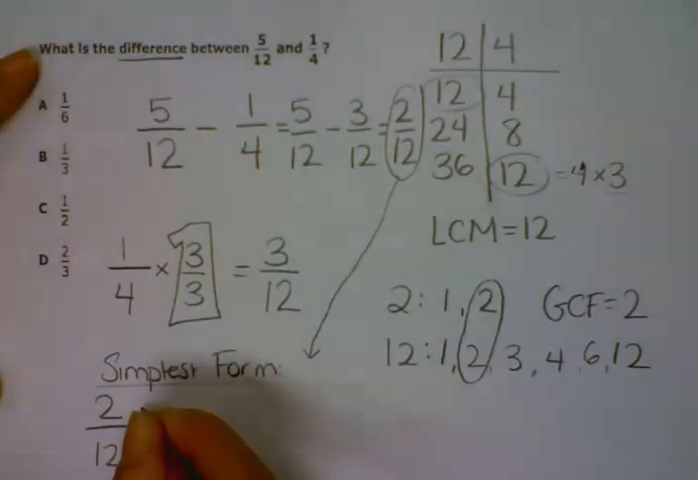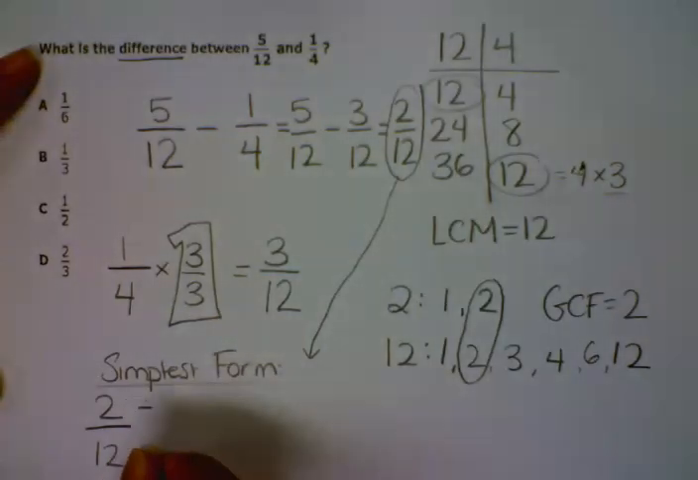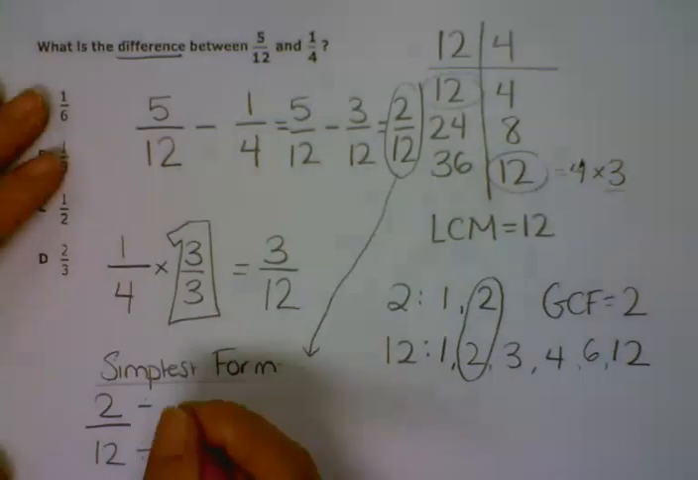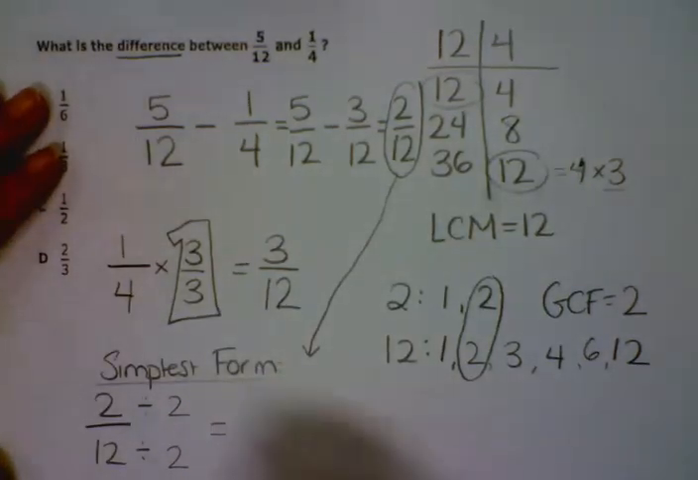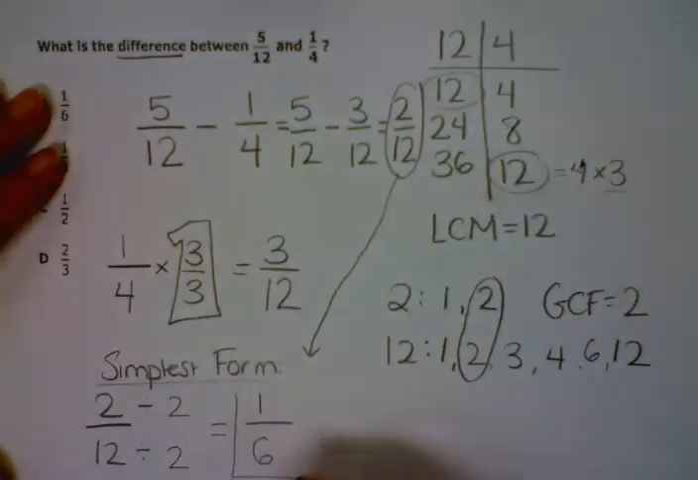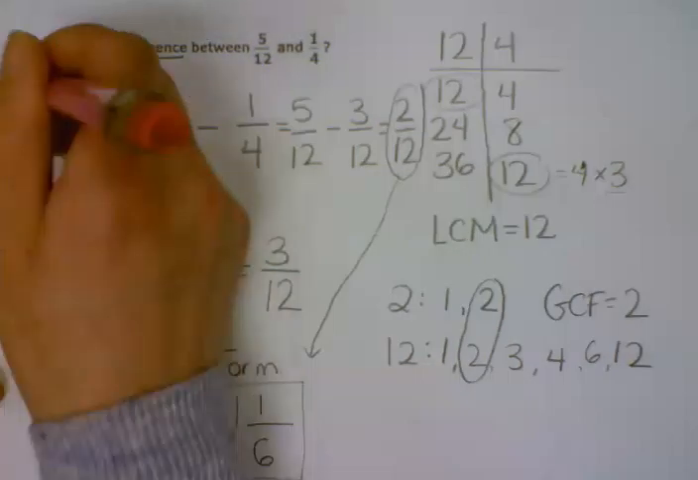2/12. I'm going to divide by the greatest common factor. 2 divided by 2 is 1. 12 divided by 2 is 6. My answer in simplest form is 1/6.